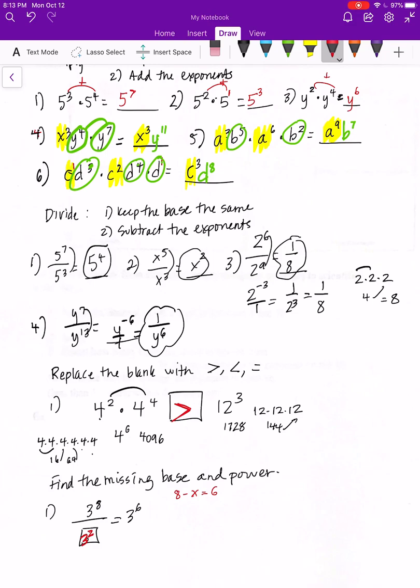All right, ladies and gentlemen, that's what you can expect to see for your quiz coming up on multiplication and division of exponents. Are you ready? Hopefully.